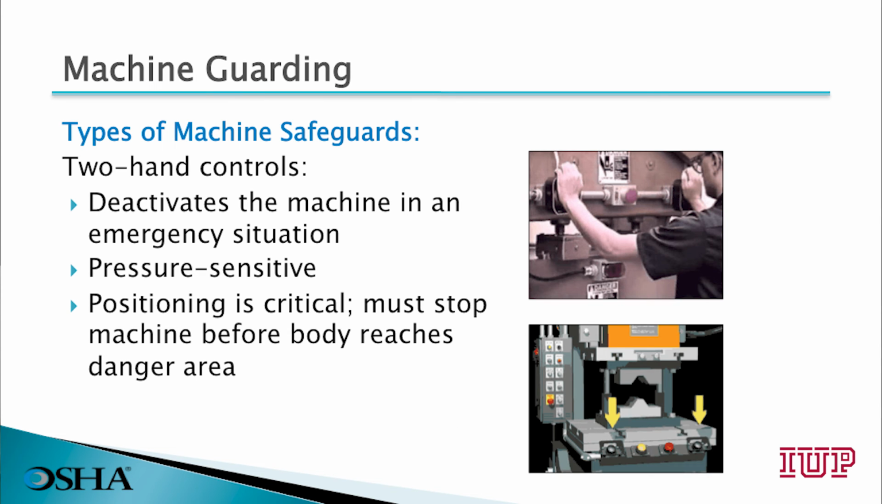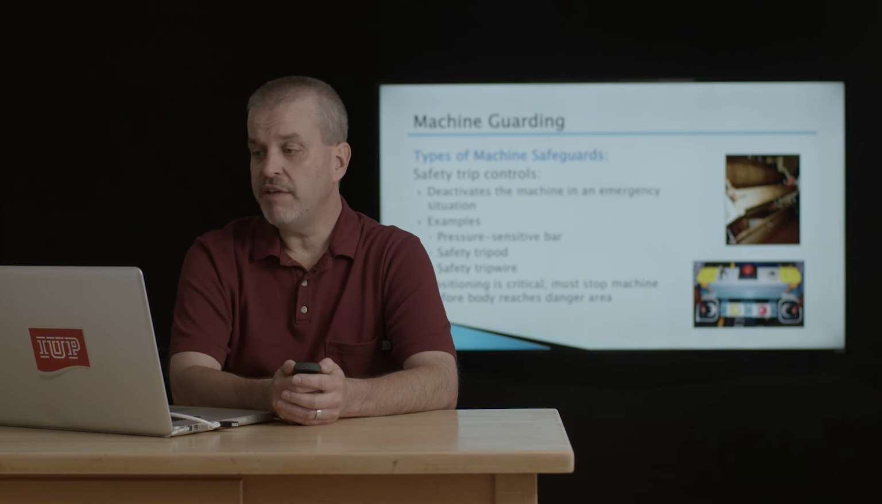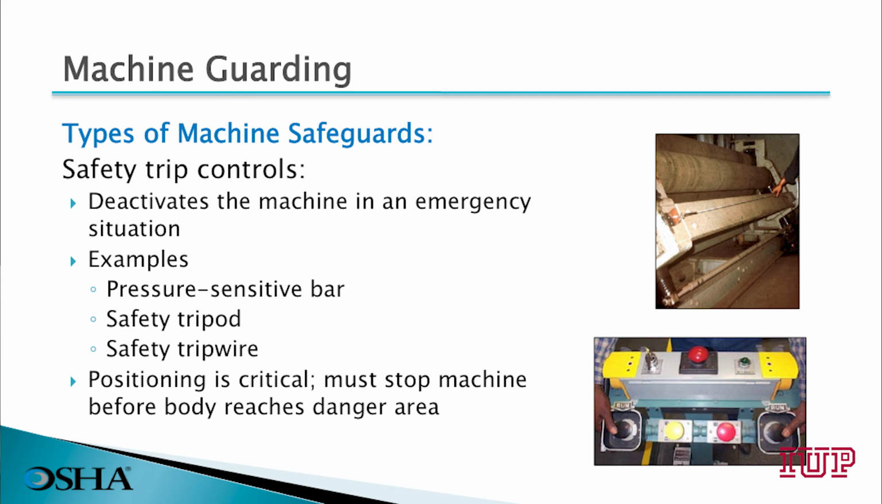Two-hand controls deactivate the machine in an emergency situation. They are pressure sensitive, and positioning of the machine is critical. Two-hand controls must stop the machine before the body reaches the danger area. Safety trip controls deactivate the machine in an emergency situation and include pressure-sensitive bars, safety tripods, and safety trip wires. Positioning is critical here as well. These devices must stop the machine before the body reaches the danger area.